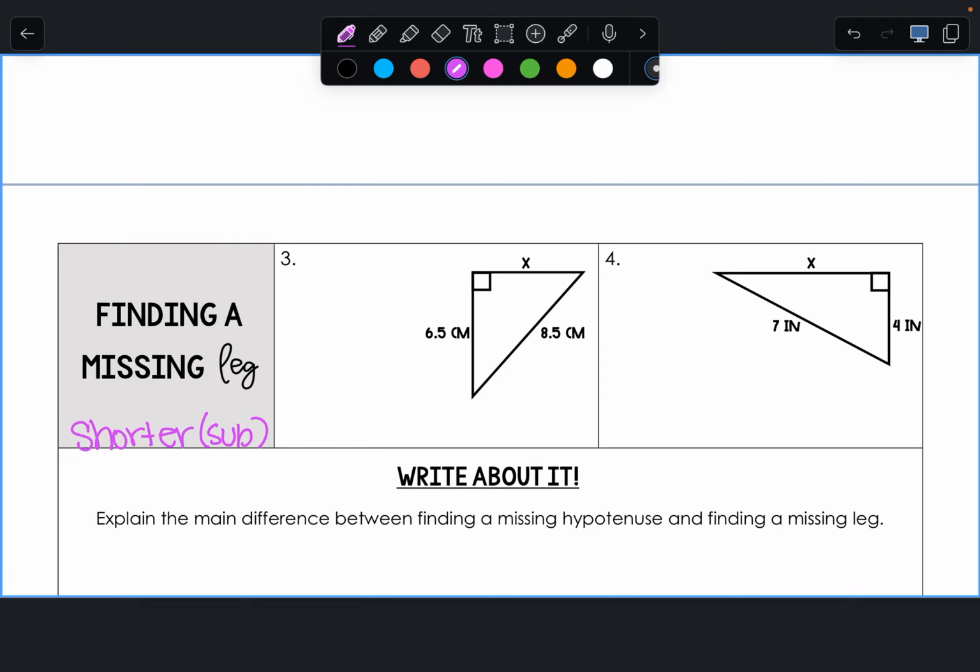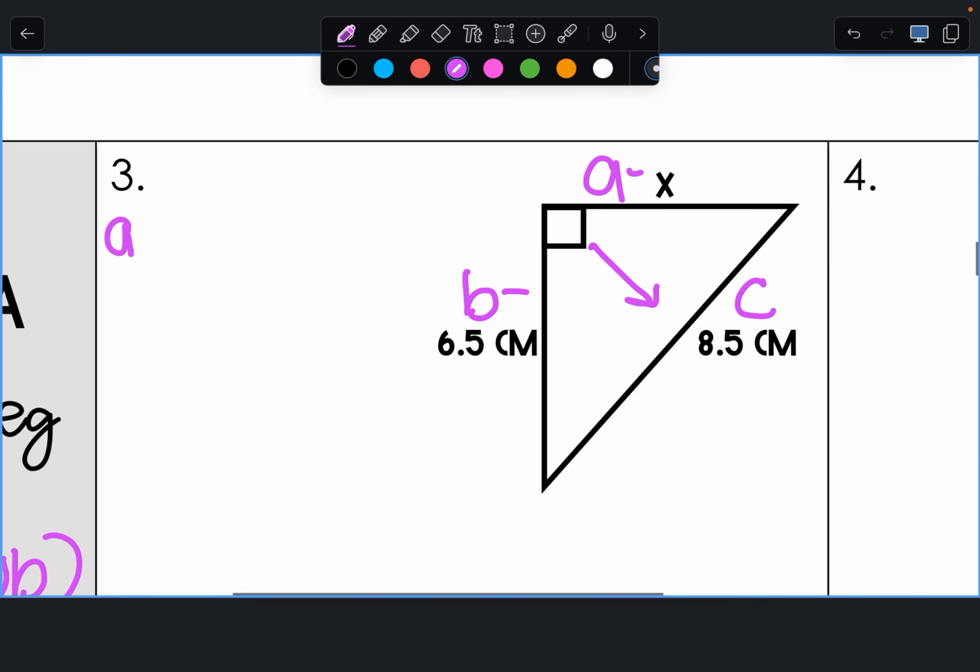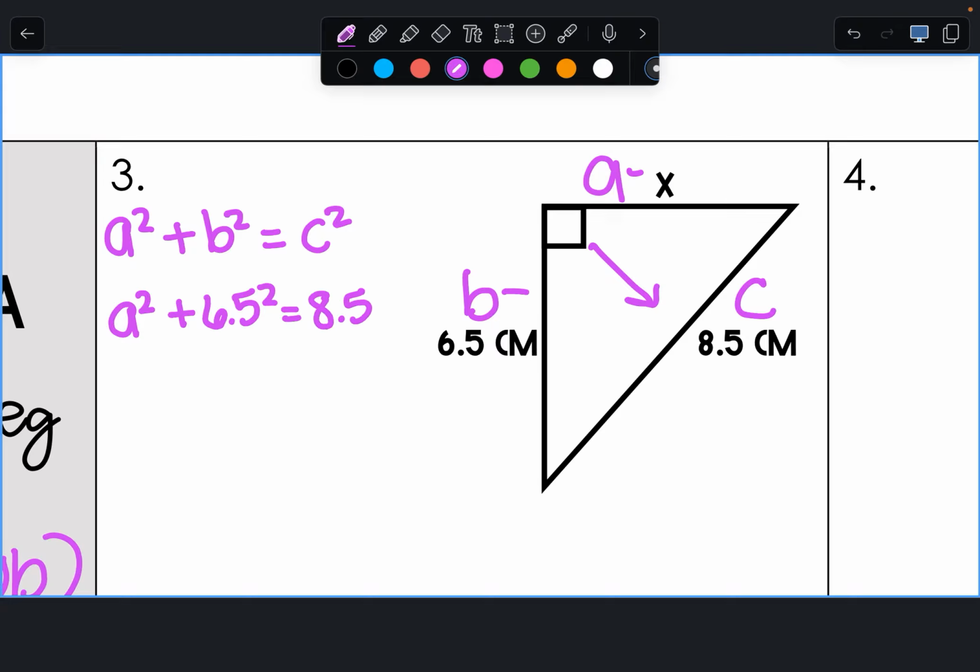Okay. So let's label. Which one is side C? 8.5. Good. Now, we don't know which one is shorter, which one is longer, so I'm just going to start off by labeling this one as A and B. Okay. So A squared plus B squared equals C squared. We don't know what A is, so I'm going to bring down my A squared. B is 6.5 squared and 8.5 squared. We're going to solve for A.